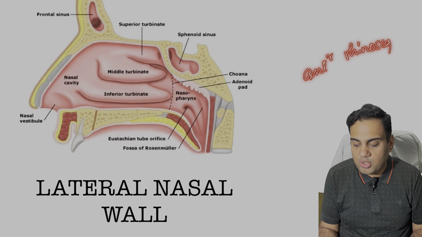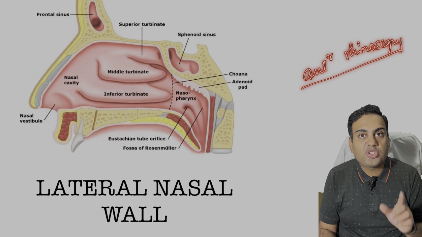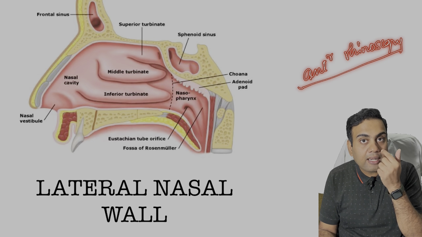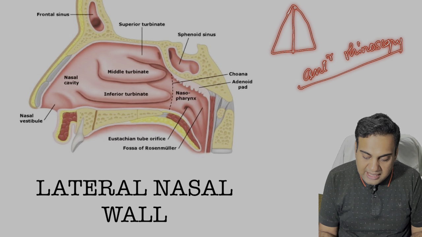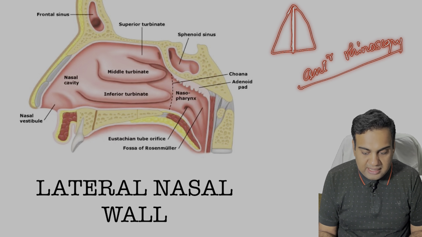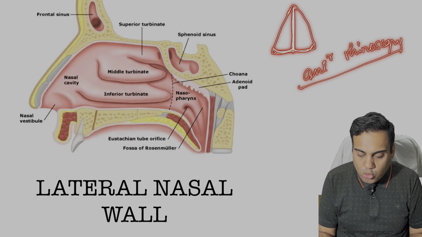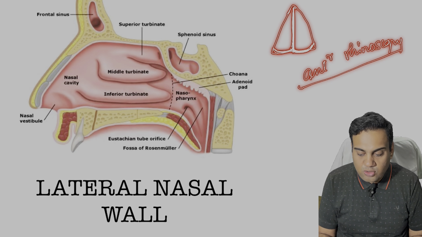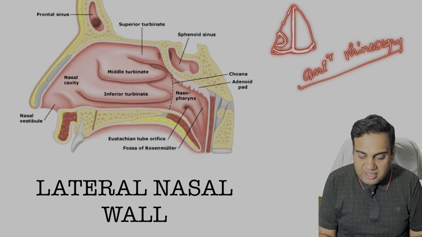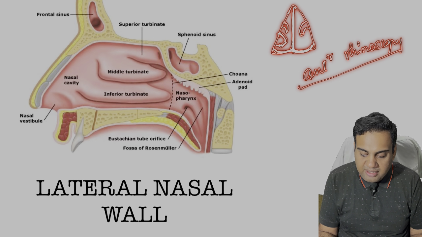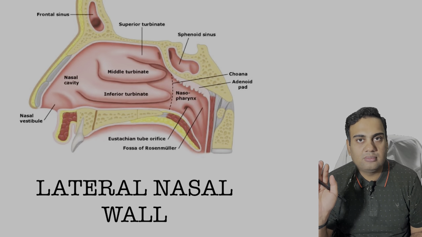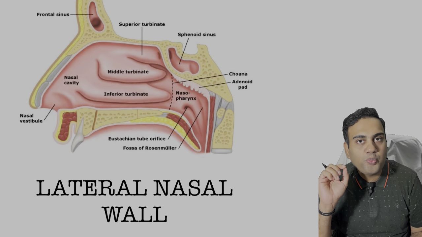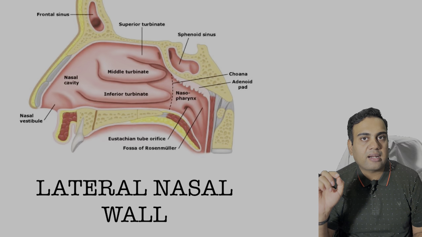So remember, if the question comes in the viva, what are the structures that you can see on anterior rhinoscopy, then you can see the nasal septum, the nasal floor, definitely, the inferior turbinate and the middle turbinate, and maybe a part of the roof of the nose. That is all. Do not utter the word superior turbinate in anterior rhinoscopy.